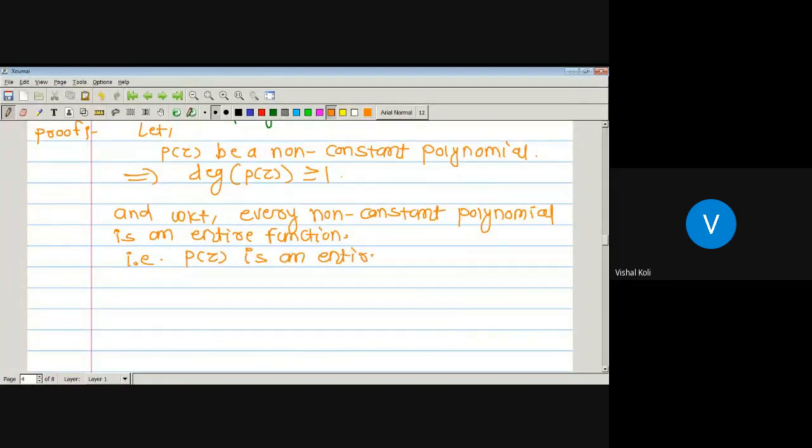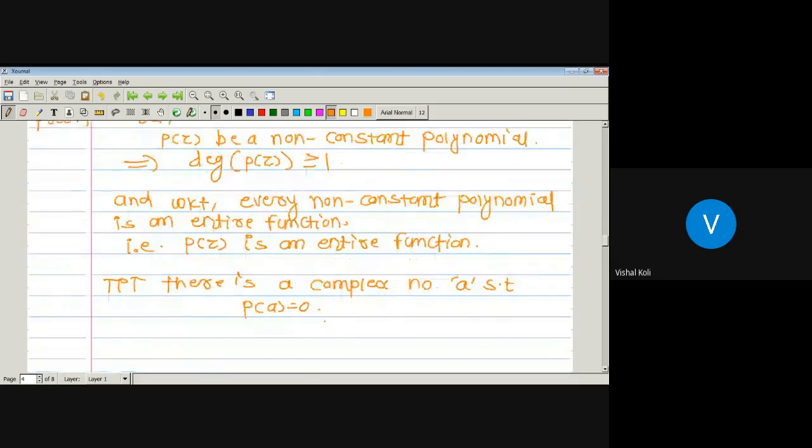Entire function. And now we have to prove that P of Z has a root in the complex number system. Then we have to prove that there is a complex number A such that P of A will be equal to 0. That is, A is a root of that polynomial P of Z.